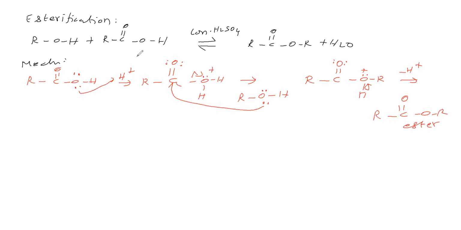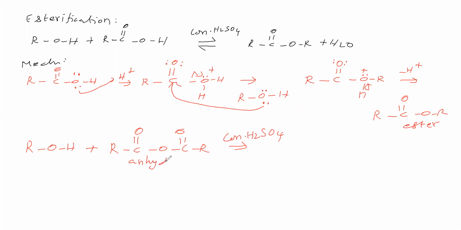So here we have taken carboxylic acid reacting with alcohol to give ester. Now we will take alcohol, then anhydride. So what is the product? That we'll see. Alcohol with anhydride in the presence of concentrated sulfuric acid. So what is the mechanism involved here?